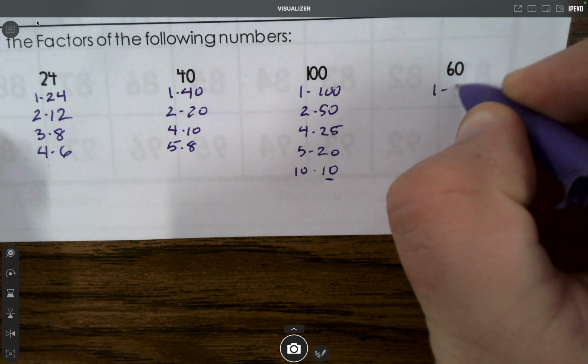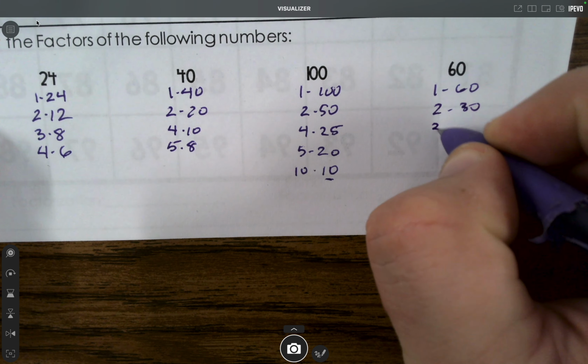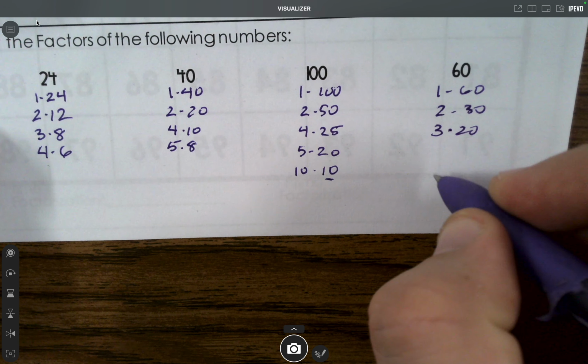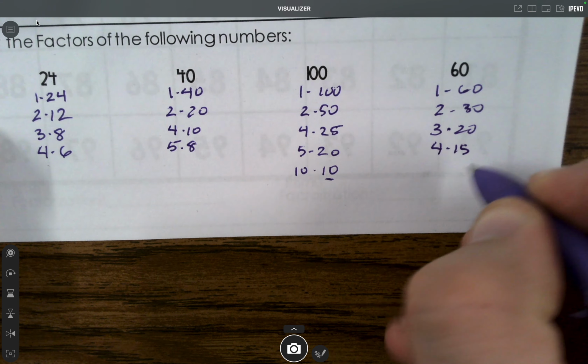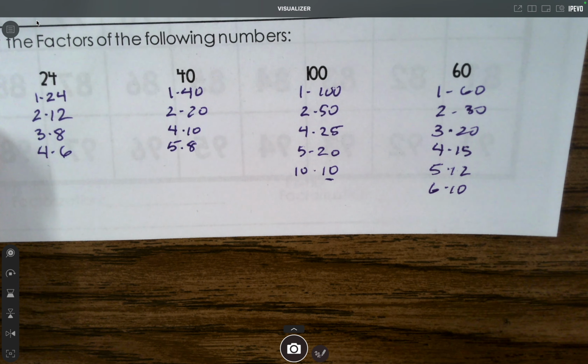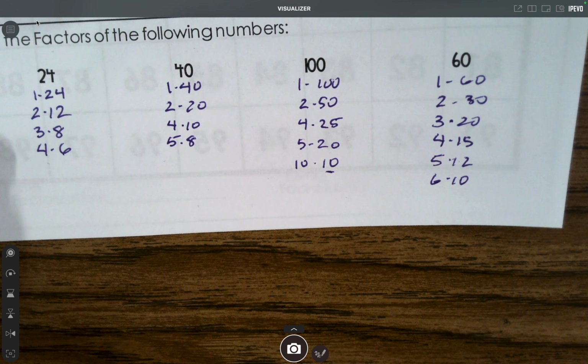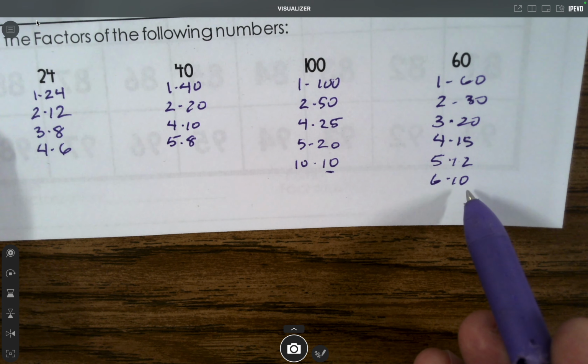60 has a bunch of them: 1 and 60, 2 and 30, 3 and 20, 4 and 15, 5 and 12, 6 and 10. Some people think this is why they chose 60 minutes in an hour, because it has so many factors for a relatively small number. 7 won't work, 8 won't work, 9 won't work, 10 does work, but we've already used it.